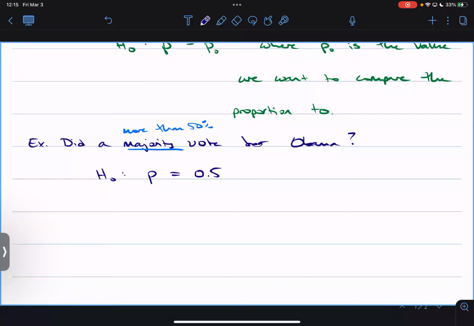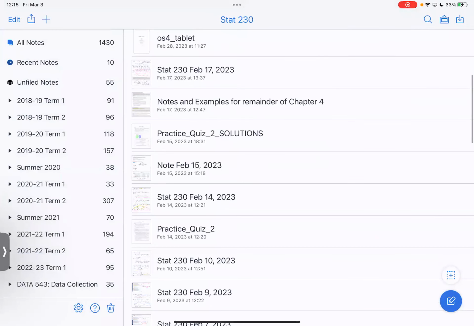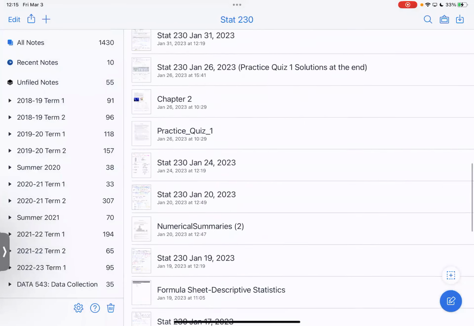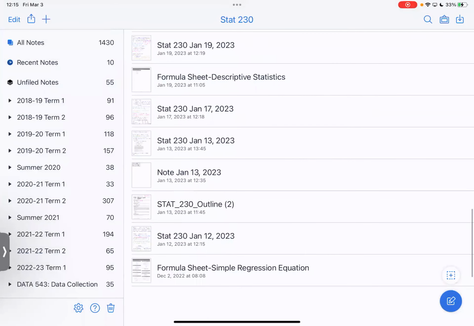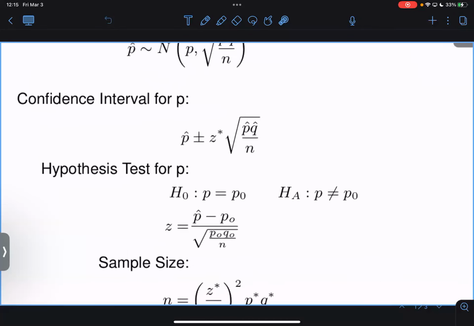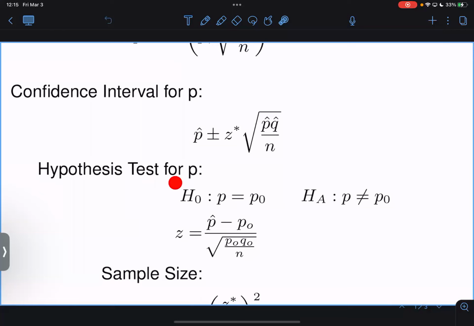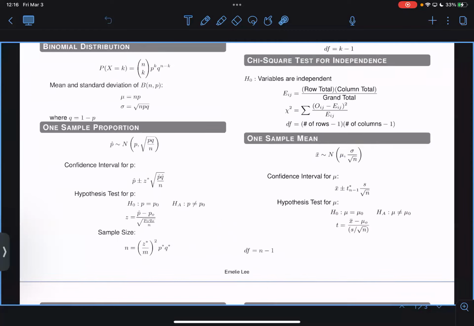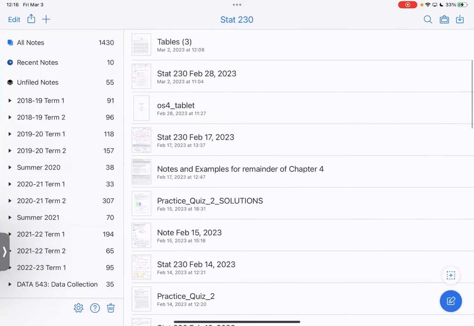If we flip to the formula sheet, what you'll see is a hypothesis test for P, where I actually tell you what the null and alternative hypotheses are, or at least the default. You'll have this on the formula sheet, but I just want to introduce it nice and slow, or fast, probably from where you're sitting.